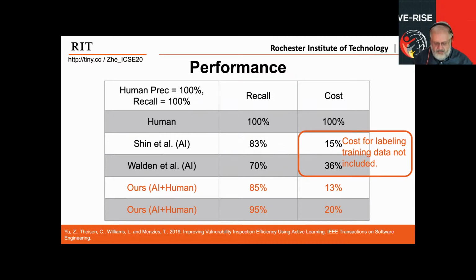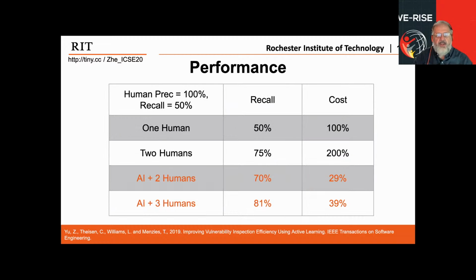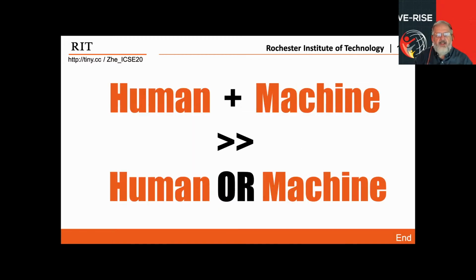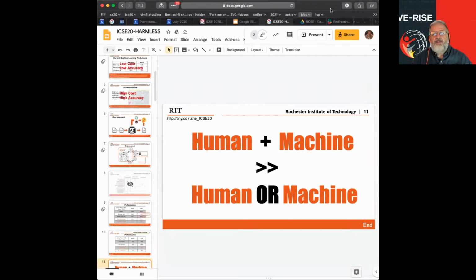Now, when we get humans and our method together, the last two lines of this chart, we see that humans read about 13 to 20% of the code, and we find about 85 to 90% of the bugs with this method. So if you want a quick summary of what we're talking about here, machines are great, humans are great, but putting them together, you can achieve much more than doing them separately. And that's my talk. Any questions?